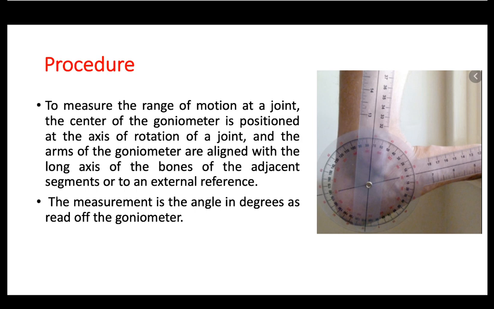To measure the range of motion of a joint, you have to locate the axis of rotation. For example, here they are analyzing the ankle joint. You have to put the center of the circle there, measure the angle and record it. The measurement is the angle in degrees as read off by the goniometer. Then you compare it with the standards, whether that much angle is there or not. If some problem is there, that means range of motion is affected. In this way you can directly pinpoint whether the joint is working properly or not.